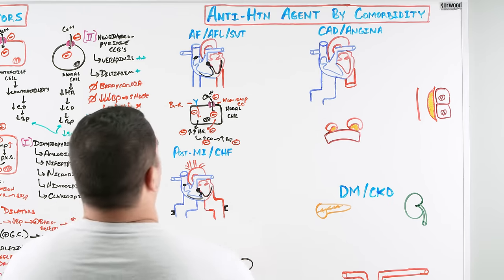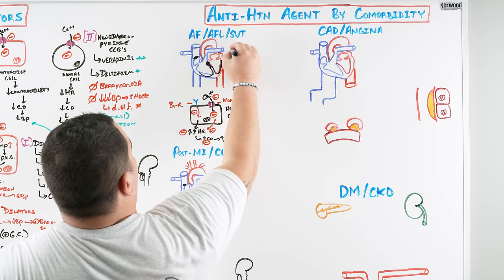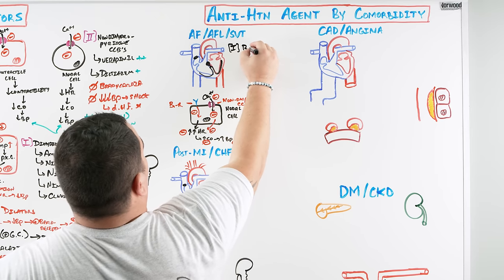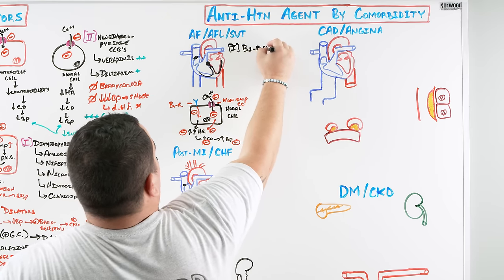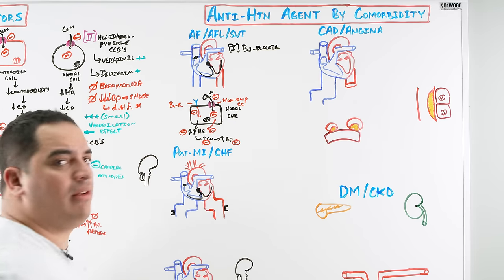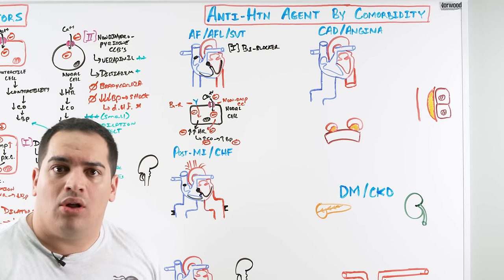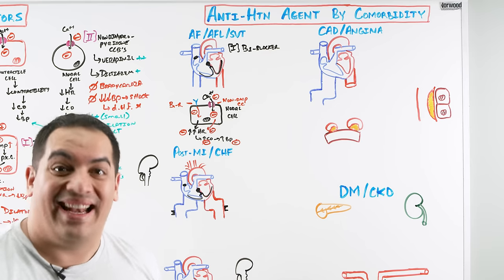One would be a beta blocker, a beta 1 blocker. So this would be things like metoprolol, esmolol, atenolol, bisoprolol, things of that nature.